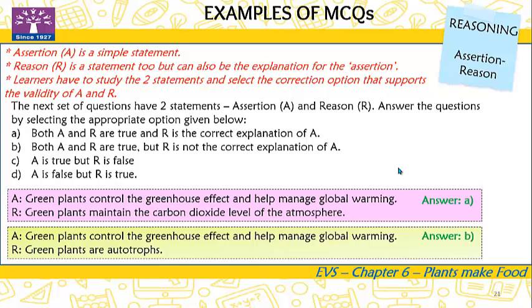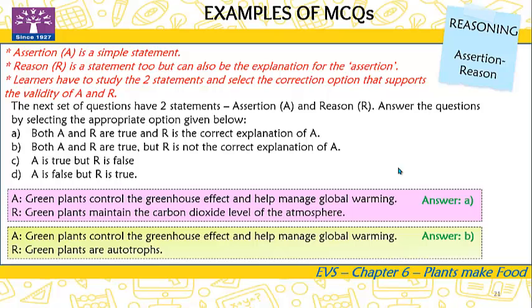Now both statements are individual. They may or may not be connected to each other, but if they are connected, then R will be the reason for A, or R is the explanation for why A occurs. Based on these two statements, learners have to select from the four options to determine if there is a connection between the assertion statement A and the reason statement R, and state which statements are true and false.